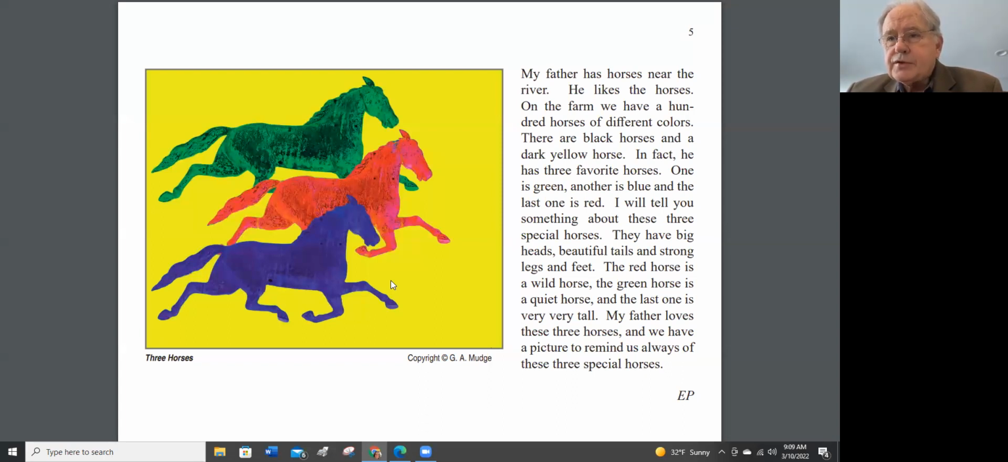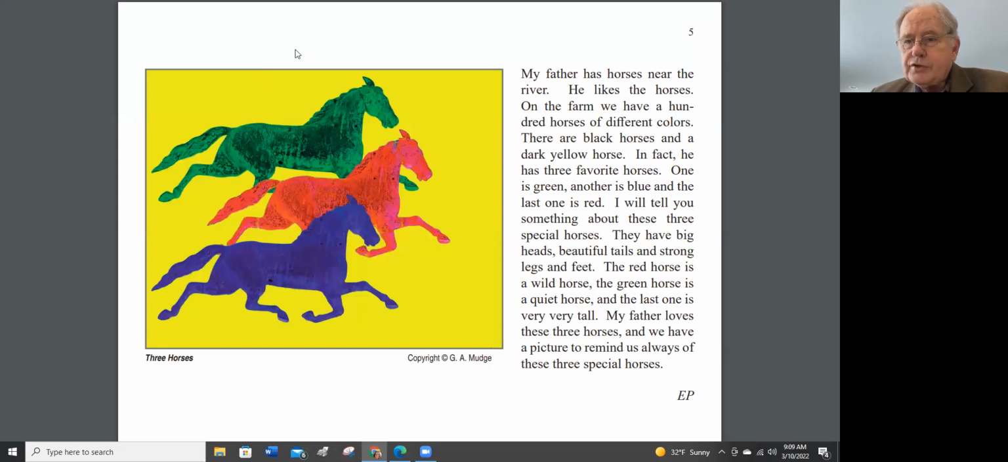My father has horses near the river. He likes the horses. On the farm, we have 100 horses of different colors. There are black horses and a dark yellow horse. In fact, he has three favorite horses. One is green, another is blue, and the last one is red. I will tell you something about these three special horses. They have big heads, beautiful tails, and strong legs and feet.